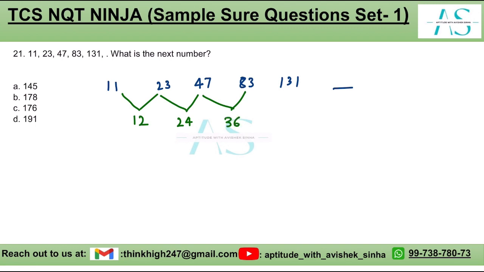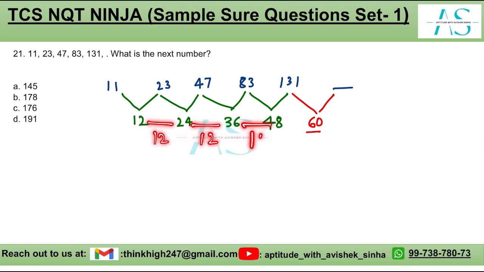Do we have a pattern here? I feel we have a pattern, that is 12, 12 into 2, 12 into 3, 12 into 4, which is 48. And 48 is also the difference between 83 and 131. Naturally, the next difference would be 60, going by the difference of 12. Now, once we have 60, the next term would be 131 plus 60, which is 191. Option D seems to be the correct fit.